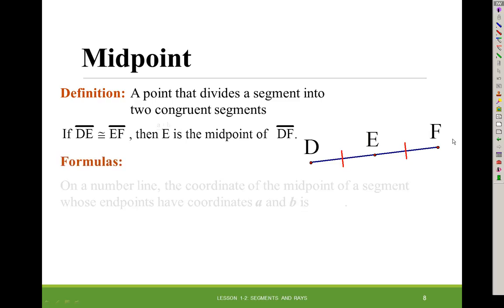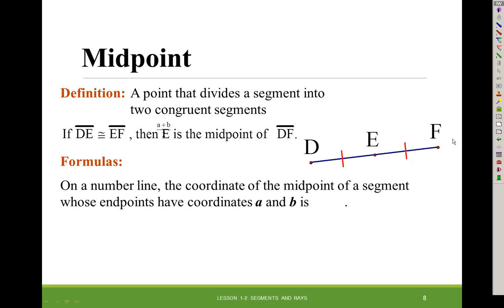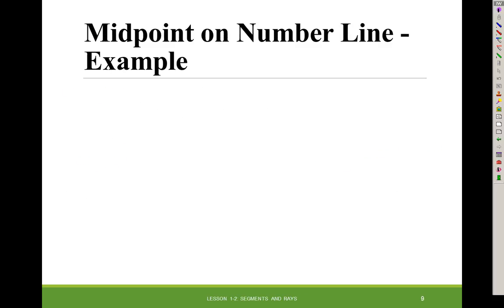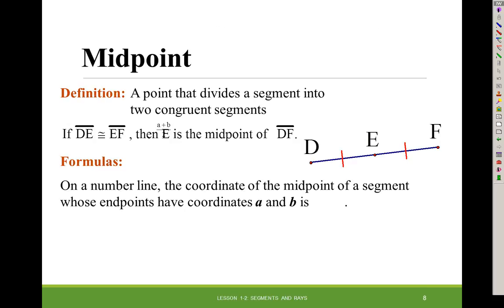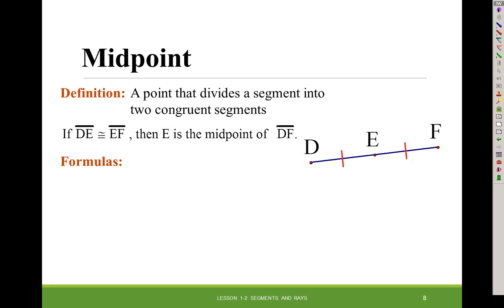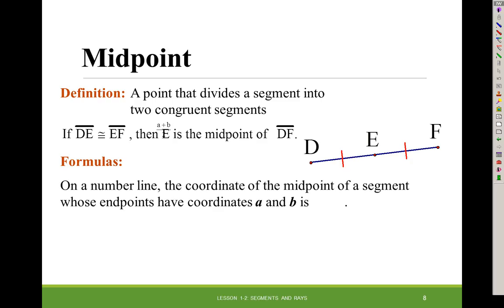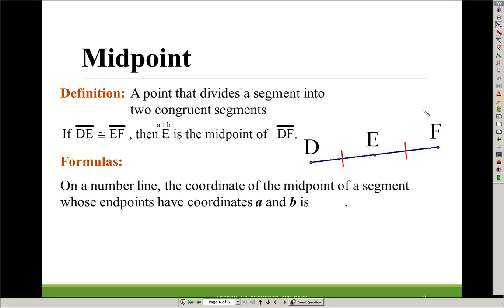If you're on the number line and you want to find the midpoint between 2 points A and B, the formula is simply A plus B over 2. You add up the ends and divide by 2. The midpoint is like the average of the points. And when you take an average, you add up the parts and divide by how many. Add the 2 parts, divide by 2.